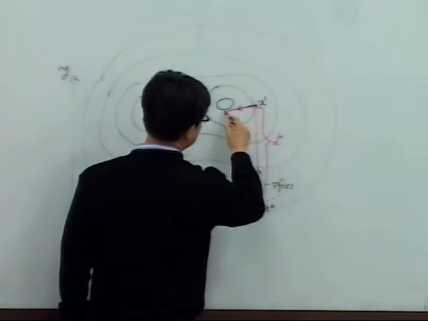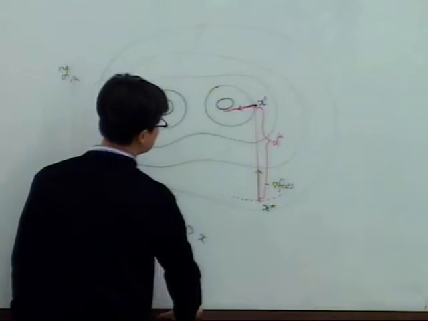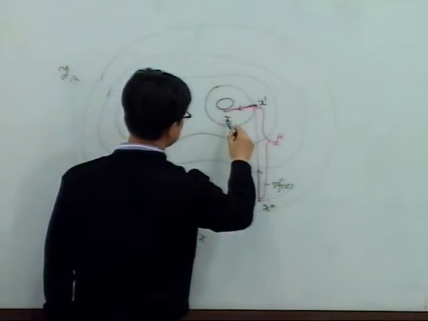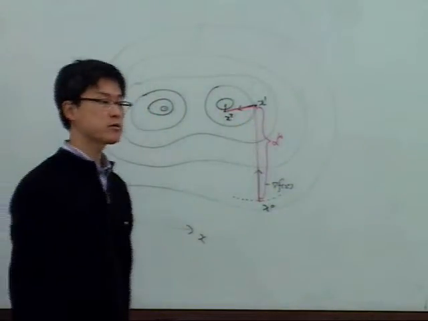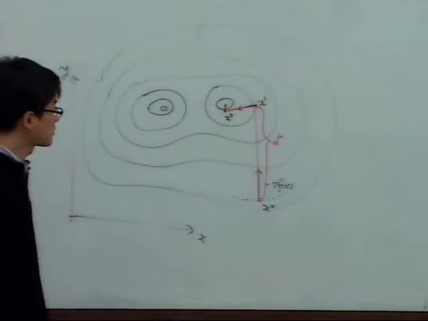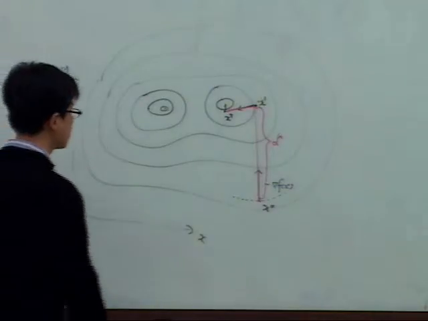And define another step size like that, and this is your x2, and maybe in 3 or 4 steps you will arrive at a local minimum. Okay? The thing is like that.